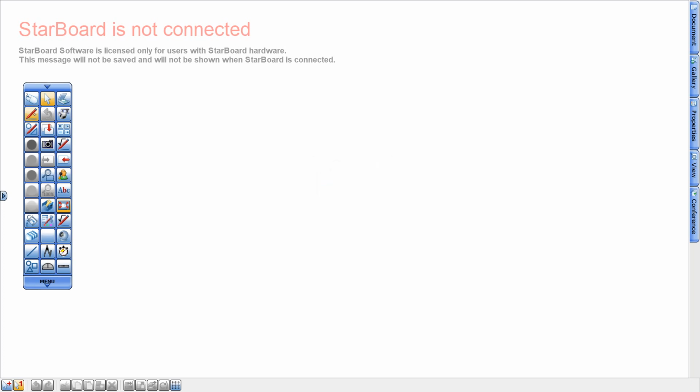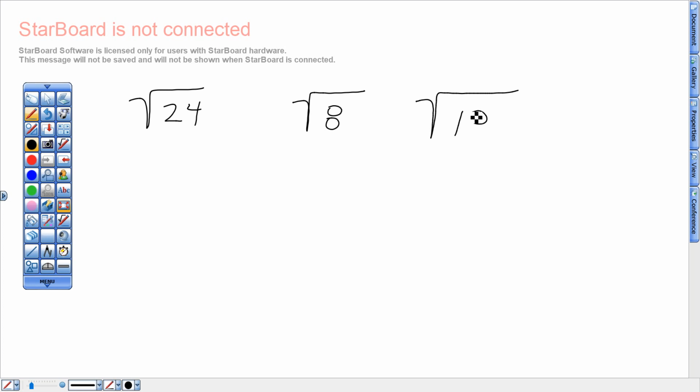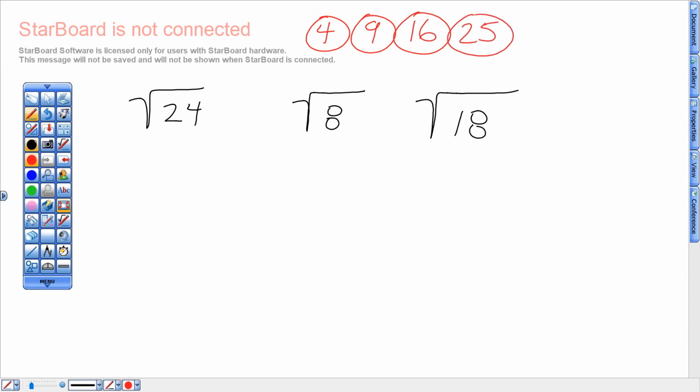So I'll have you come on up here and give these a try. I'm going to give you the square root of 24, the square root of 8, and the square root of 18. These are ones that aren't perfect squares. And then up here in red, I'm going to put some of the perfect square root numbers that you're looking for, because those are the big ones you're looking for. All right, pass the pen to you, Kim.